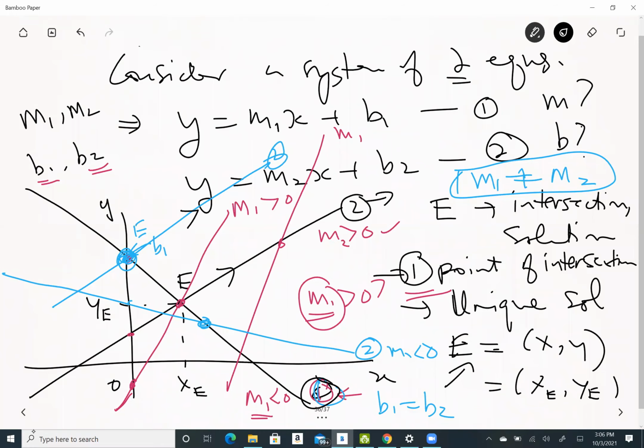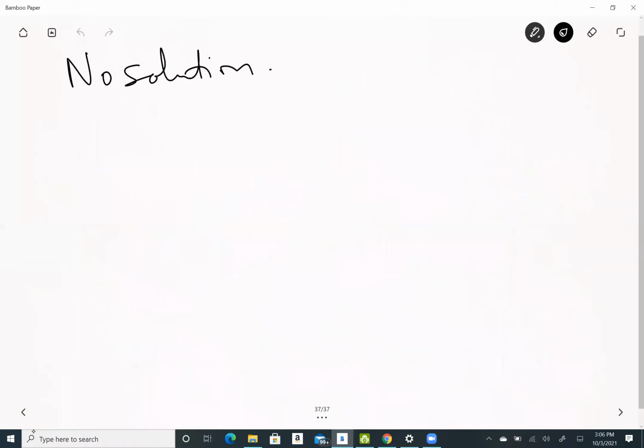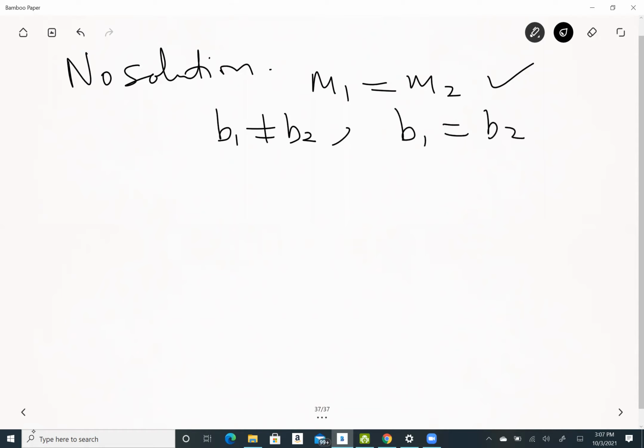Okay, I want you to do this. M1 equal to M2 is already correct. So now there are conditions on the B. Number 1 is B1 not equal to B2. Number 2 is B1 equal to B2. So I want you to draw two lines with equal slopes. One case is the intercepts are not equal, and then you draw another case where the intercepts are equal. Do you see the difference in the solution or you don't?